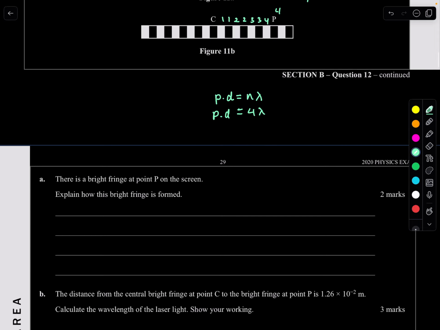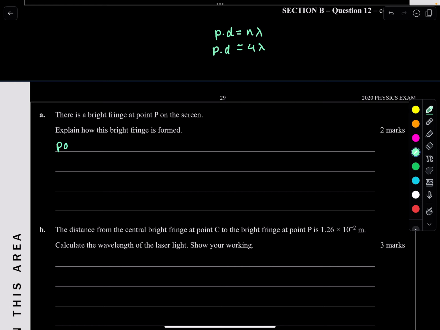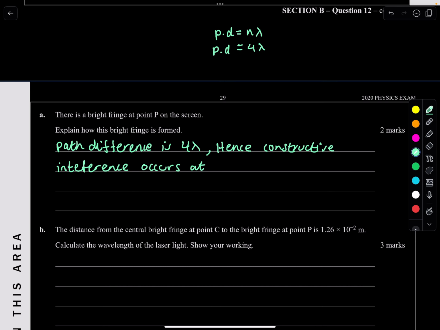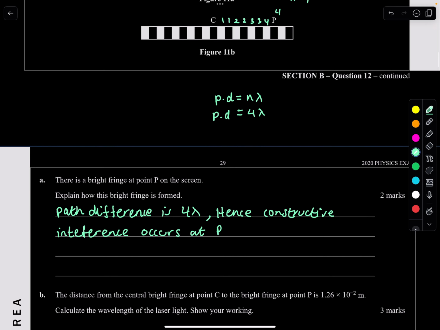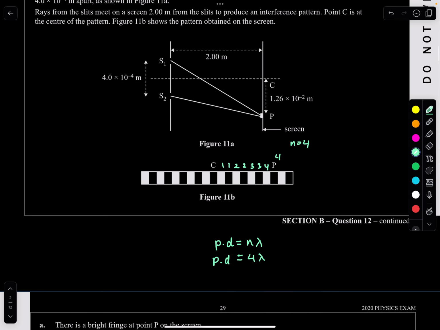You just need to say: path difference is 4 times lambda, hence constructive interference occurs at P. That is it.